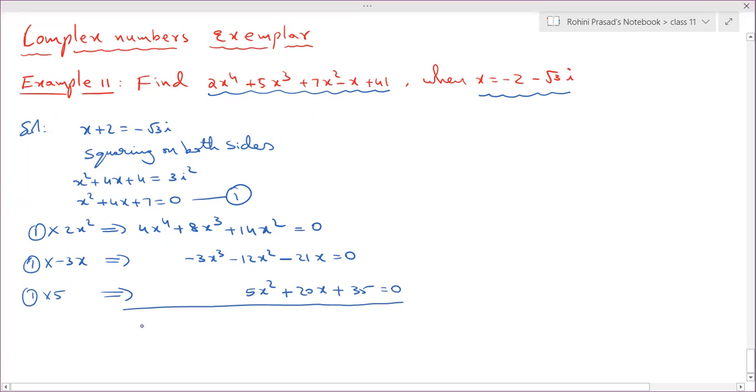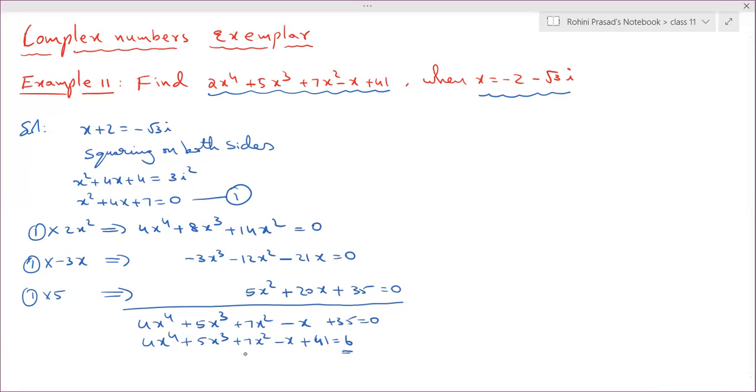We add all of them. 4x power 4 plus 5x cube plus 7x square minus x plus 35 equal to 0. But you want 41, just add 6 on both sides. So the answer is just 6.